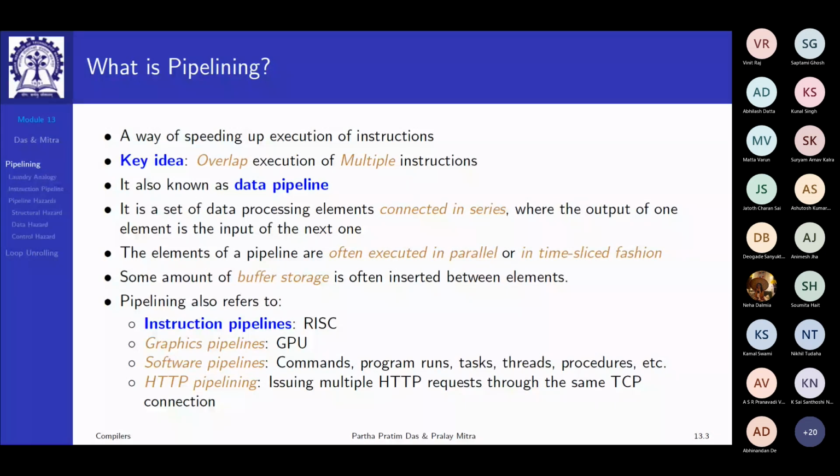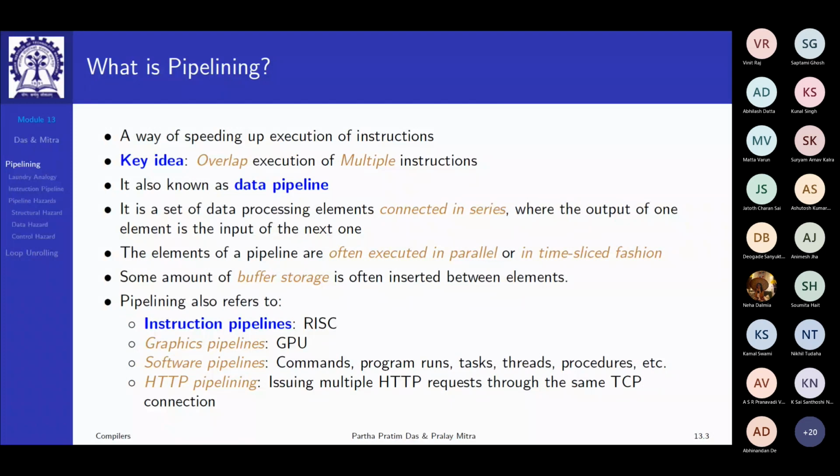So this is what is commonly known as a data pipeline. There are a series of data processing units connected, where the output of one unit goes as the input to the next one. And the elements of the pipeline are executed in parallel, or they may be executed in time sliced fashion also in certain architectures. And a certain amount of latch or buffer storage is often inserted between these elements.